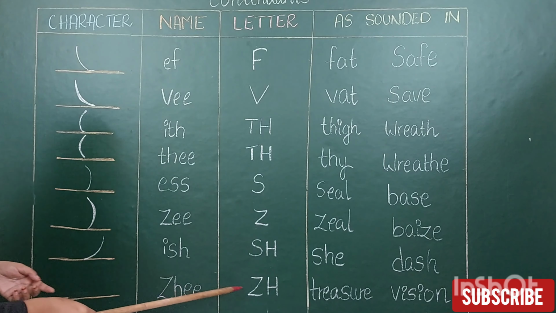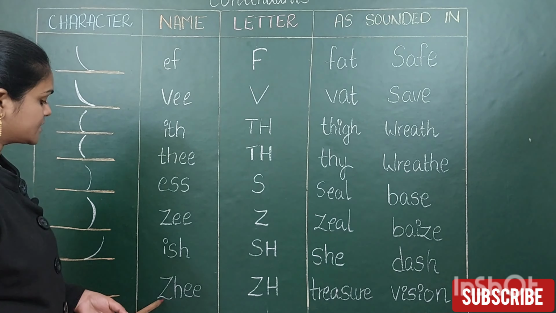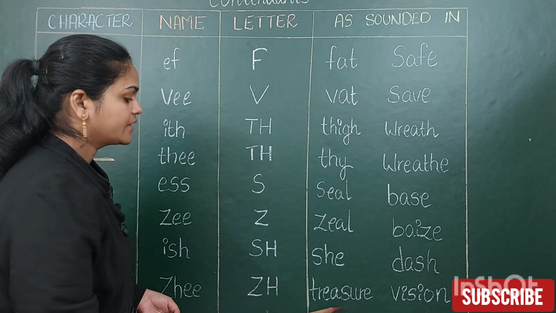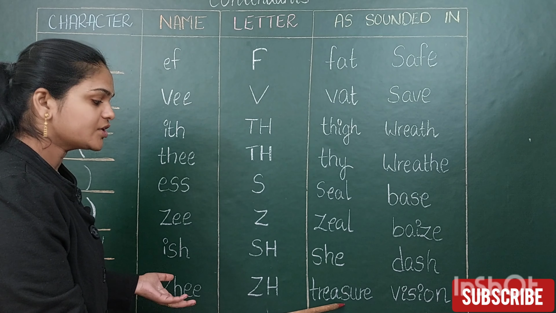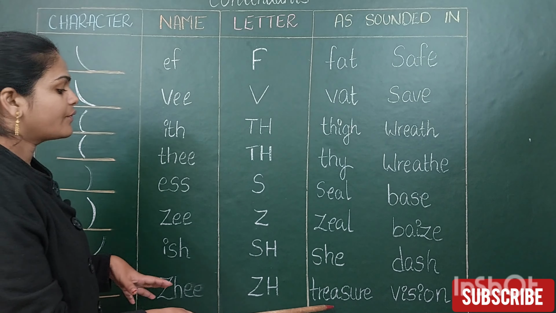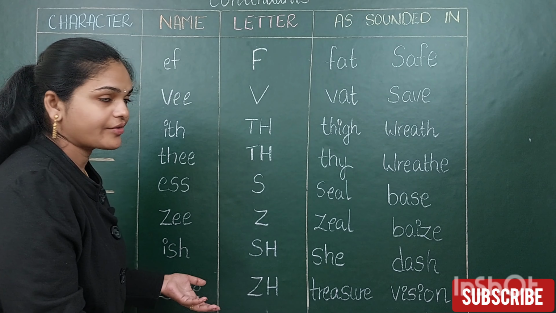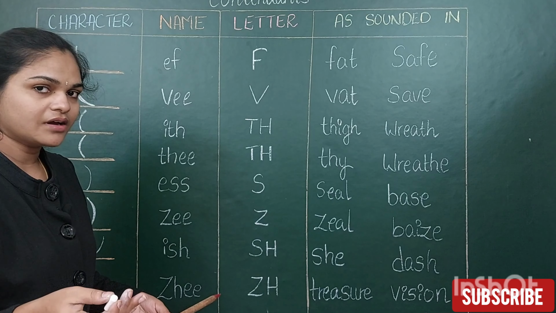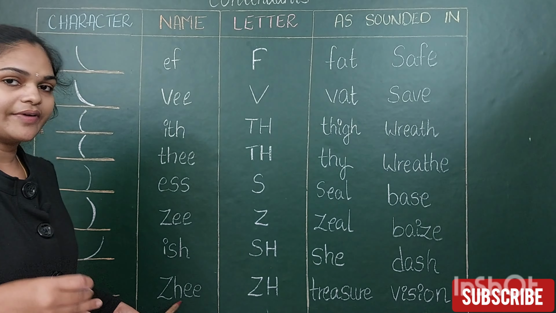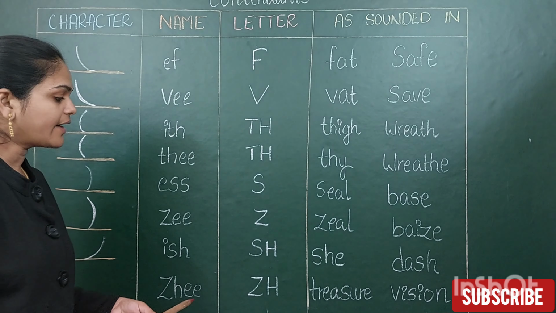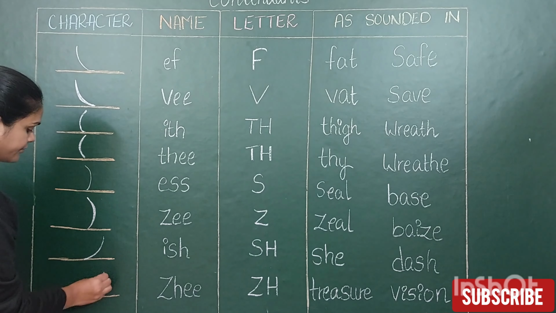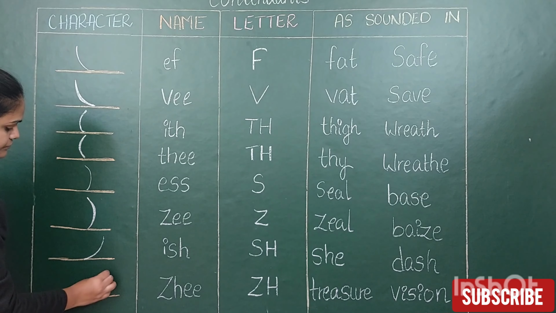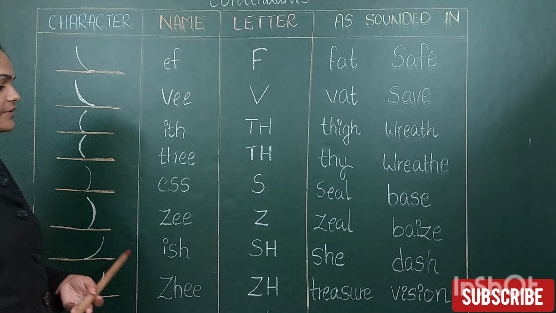Next, ZH. ZH means we will pronounce it as G, as in treasure. Though you are writing S here, you are spelling the Z sound. So when it sounds like Z, as in treasure and vision, you are writing the S letter but pronouncing it as a G. So when it sounds as G, you have to write a dark curve of it. Yes, a dark curve of it.